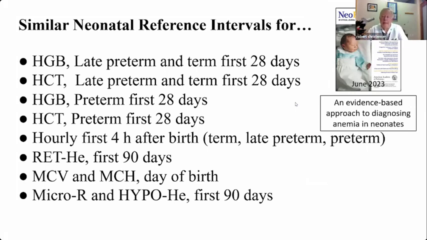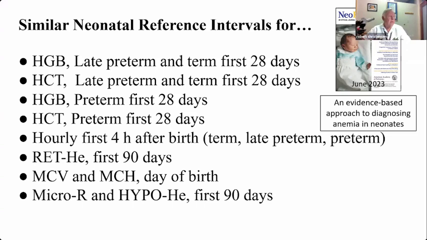We have the same basic setup for other elements of the CBC. We have the hemoglobin, late preterm and term infants in the first month, the hematocrit, late preterm and term infants the first month, the hemoglobin of preterm babies first month, hematocrit, same. Then we have hourly over the first 4 hours after birth, depending on gestational age, because of fluid shifts change the hematocrit. But what are the patterns?